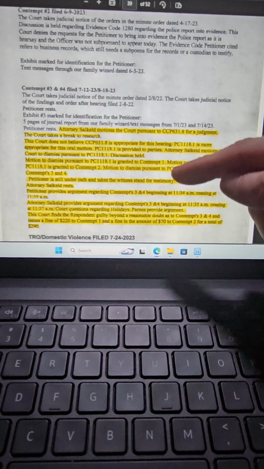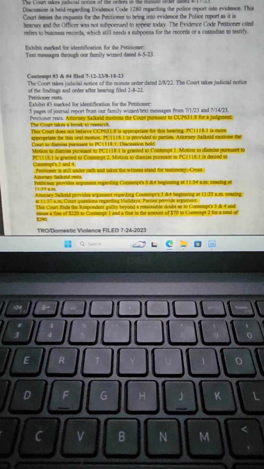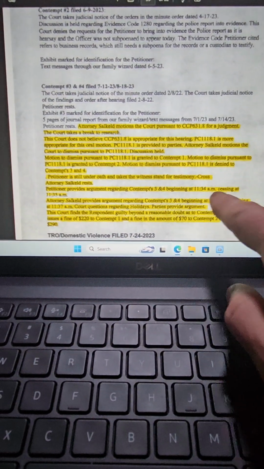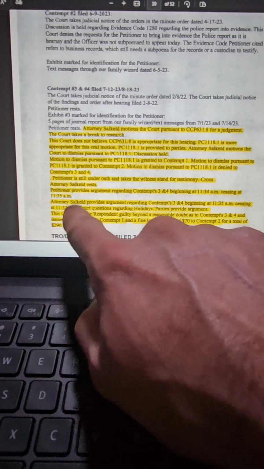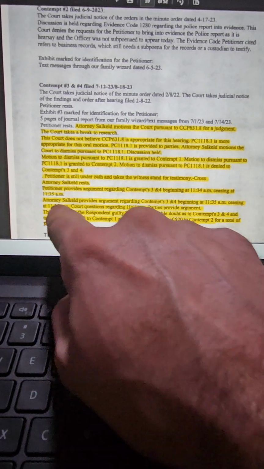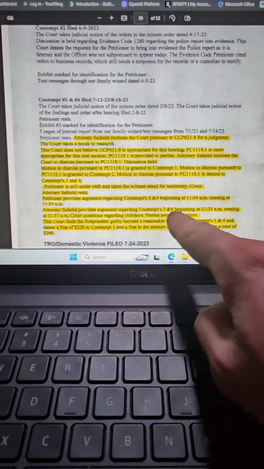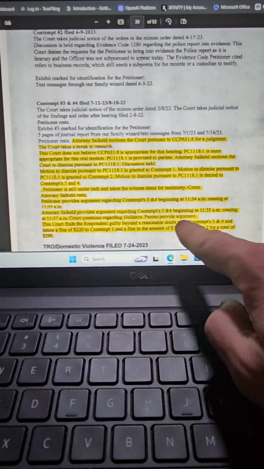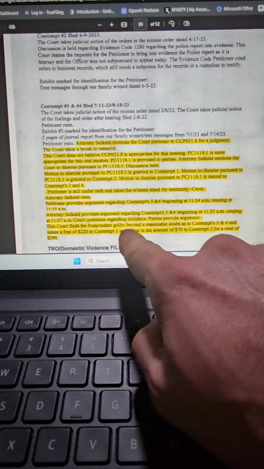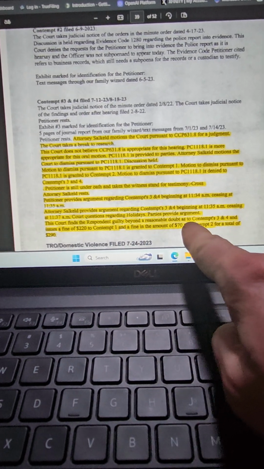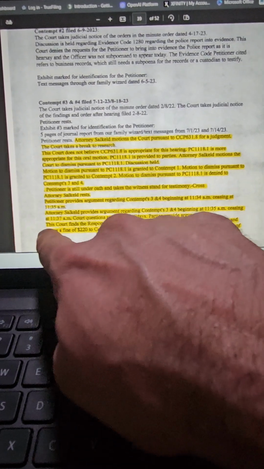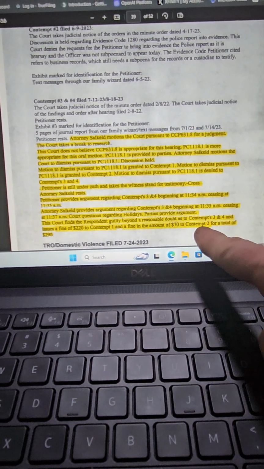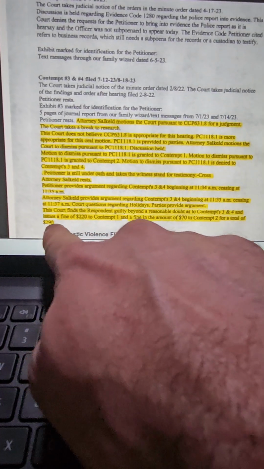But get this, after everything was all said and done, Olivia was still found guilty of 2 contempts. Petitioner provides argument regarding contempts 3 and 4 beginning at 11 a.m., ceasing at 11. So 1 minute. Took 1 minute to argue contempts 3 and 4. Attorney Sacco provides argument regarding contempts 3 and 4. She discussed it for a little bit longer. The court questions regarding holiday parties argument. The court finds the respondent guilty beyond a reasonable doubt as to contempts 3 and 4 and issues a fine of $220 for contempt 1 and a fine in the amount of $70 and contempt 2 for a total of $290. So she was fined $290.